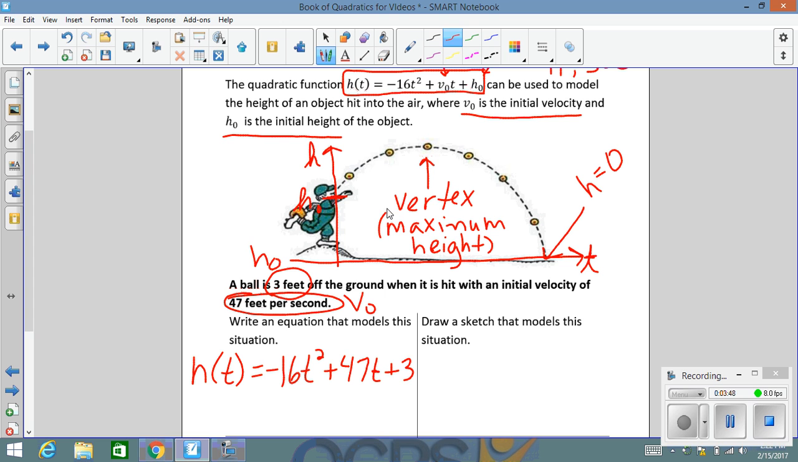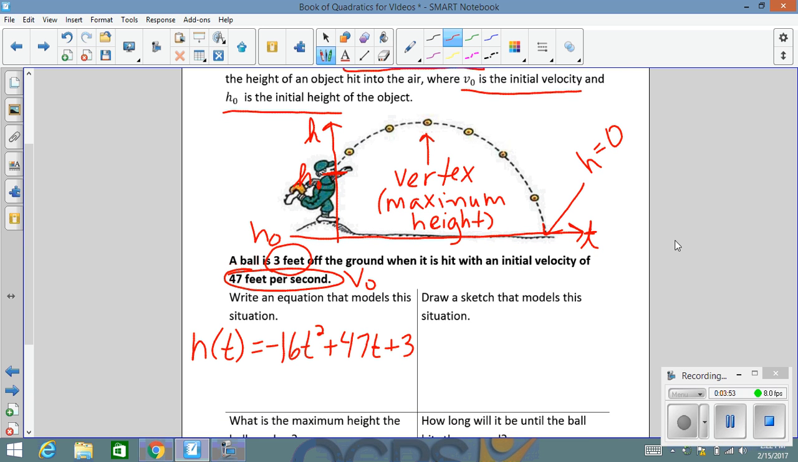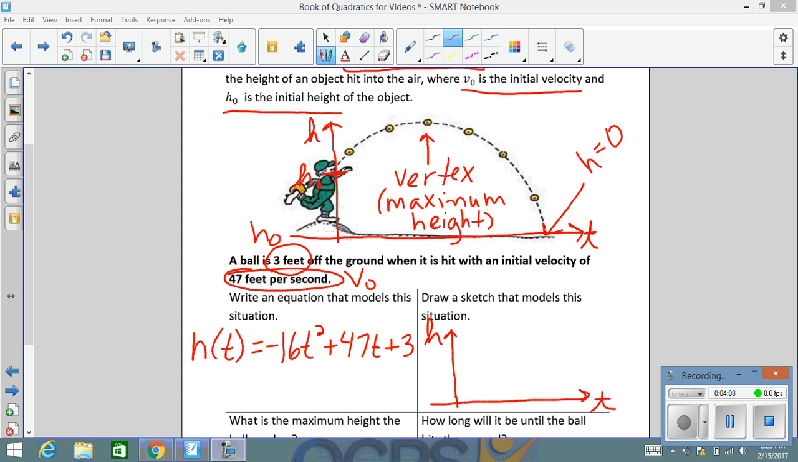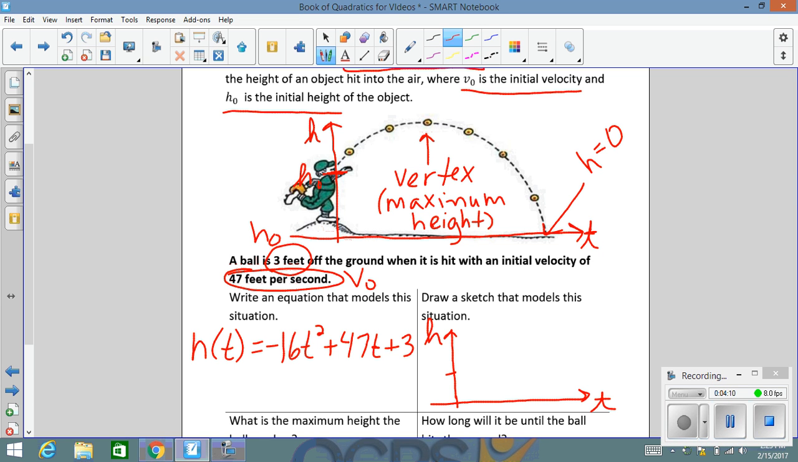Now, for drawing a sketch, it's going to look pretty much exactly like this cartoon here. I only do the first quadrant because time has to be positive, and the height of the object is going to be positive. So this is our t, and this is our h, with our initial height being 3. I'm not going to fill in all the other numbers, just that initial height. It was hit, so it's going to come up, and then it's going to come down right there. And that's our quick sketch.